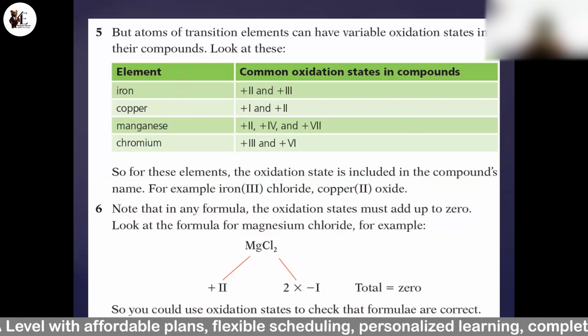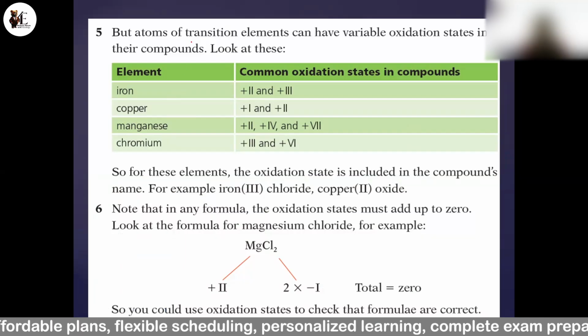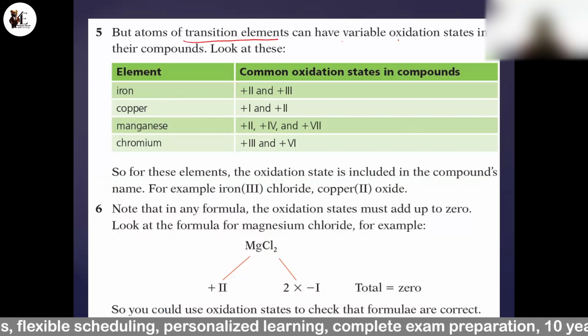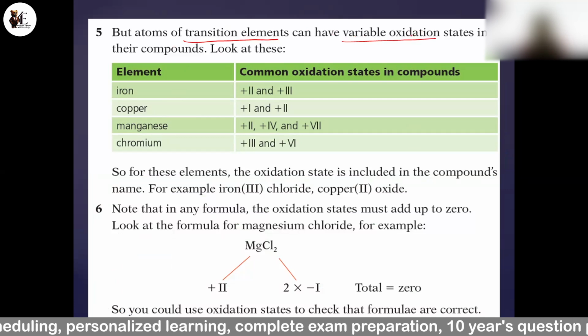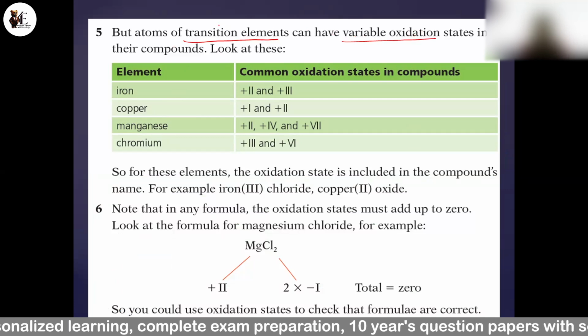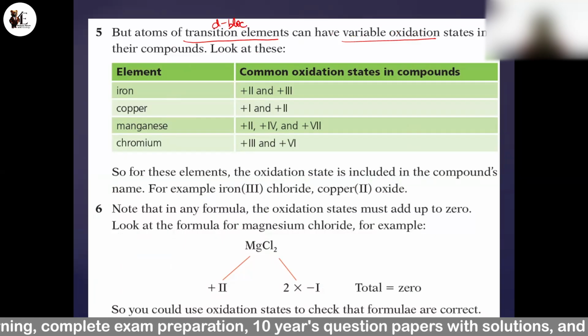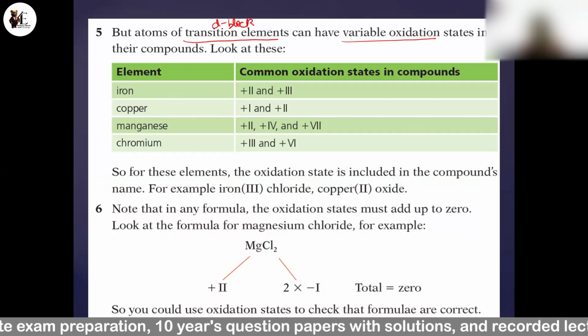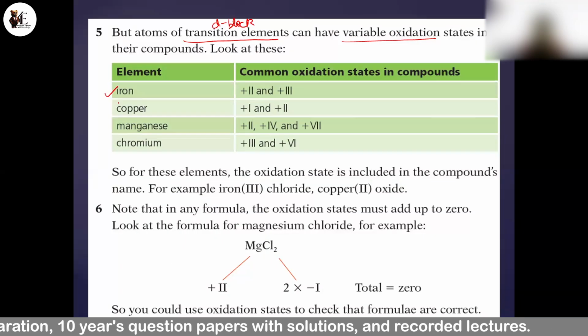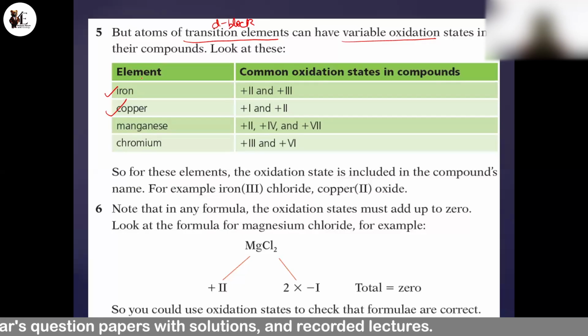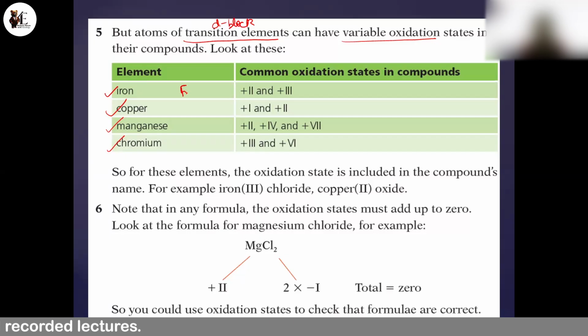Okay, so the first rule is that atoms of transition elements can have variable oxidation states in their compounds. Transition elements are d-block elements which lie in the middle of the periodic table. For example, iron, copper, manganese, chromium. The symbol for iron is Fe, for copper it is Cu, for manganese it is Mn, and for chromium it is Cr.